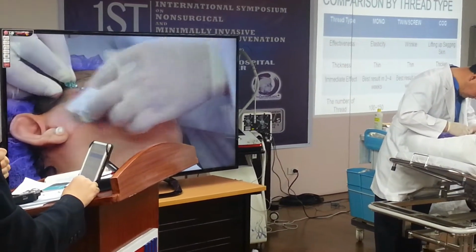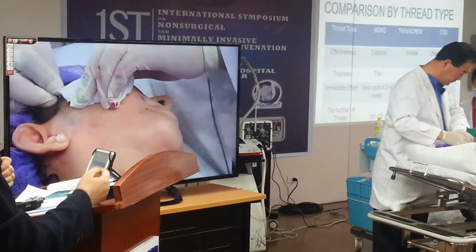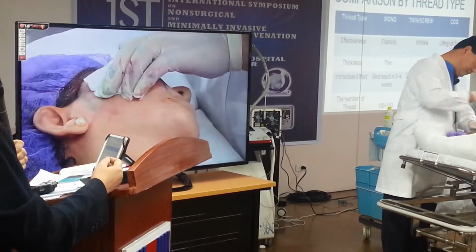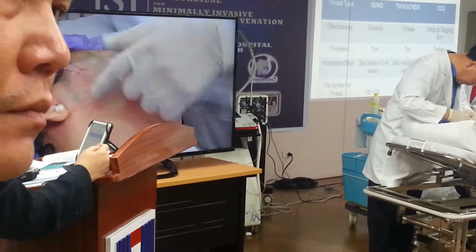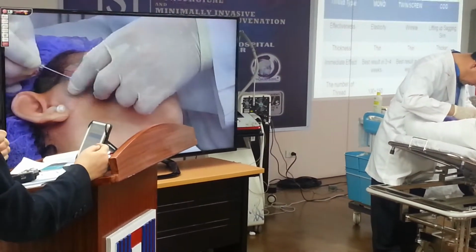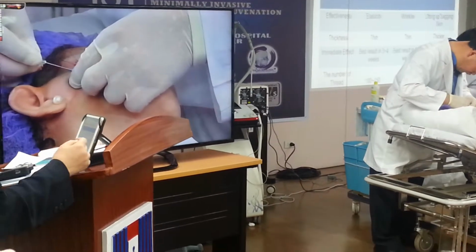Okay, comparison by thread type. If you just want increased elasticity, you'll be using the mono. Twin screw is used for wrinkles, and cog is used for lifting up sagging skin.